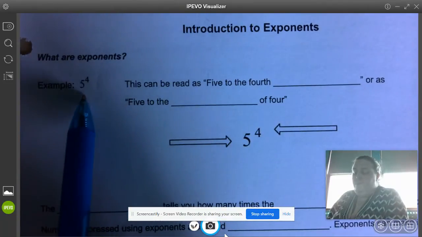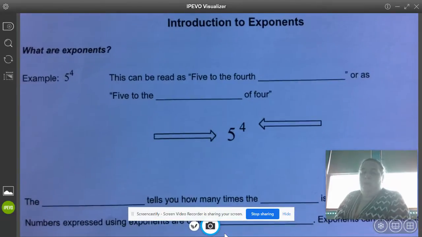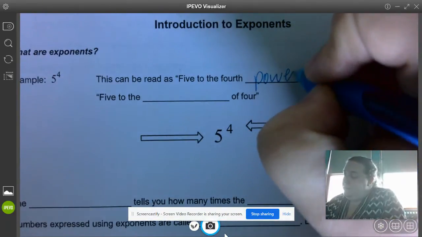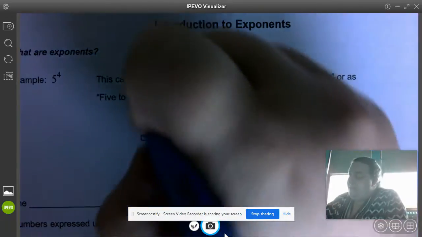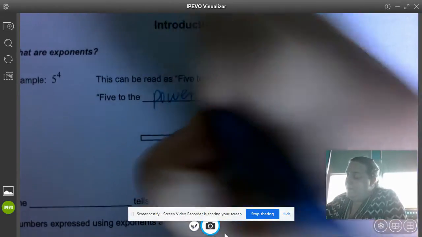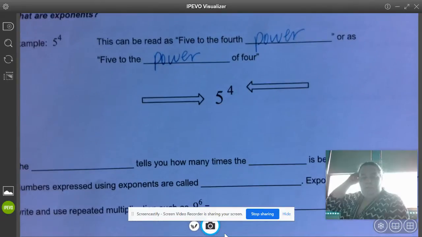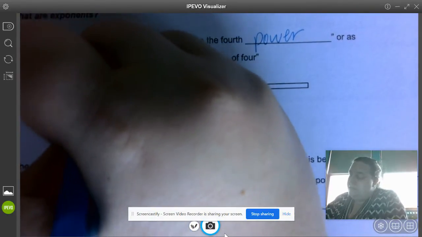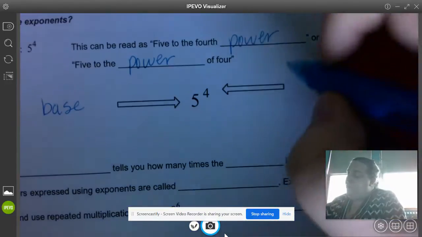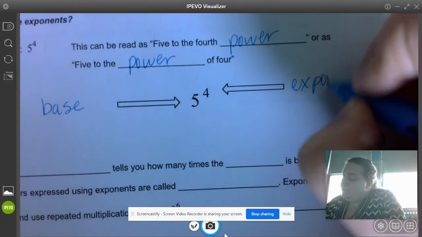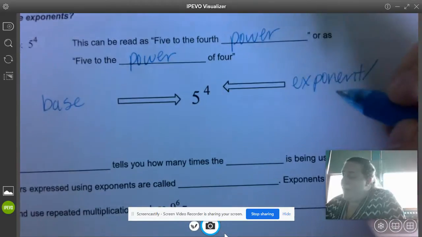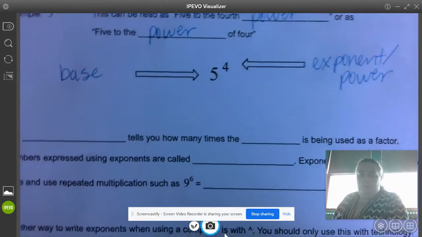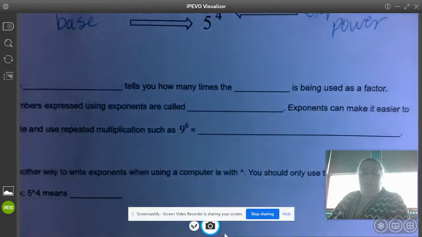We have an example that has an exponent, and we read this as 5 to the fourth power or as 5 to the power of 4. Okay. And in this setup, we call 5 the base, and we call 4 the exponent or power. Okay. So, what do these parts do?